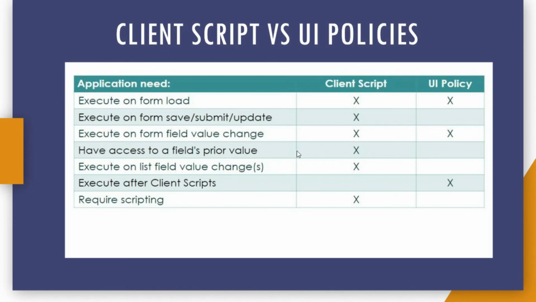So the old value can be accessed using client script. Execute on list field value change: this also happens only in client script, not in UI policy. Execute after client script: UI policy is definitely executed after client script. Require scripting: yes, in client script it requires scripting, but in UI policy we can use both scripting as well as configuration change.